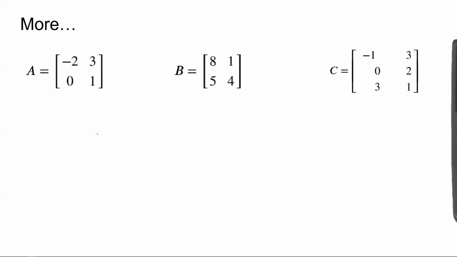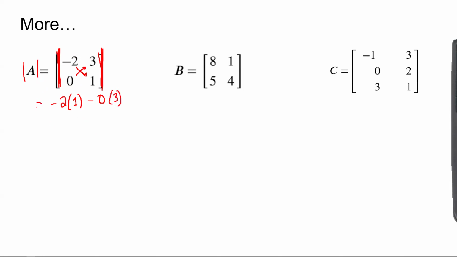Here's a couple examples. So to take the determinant of A properly, you should put these bars and say, I'm going to take the determinant. And then you wouldn't have the little hook bars anymore. You would just have absolute value bars, if you will, just straight bars like that. But all you got to do is take the -2 times the 1 and then subtract 0 times 3.